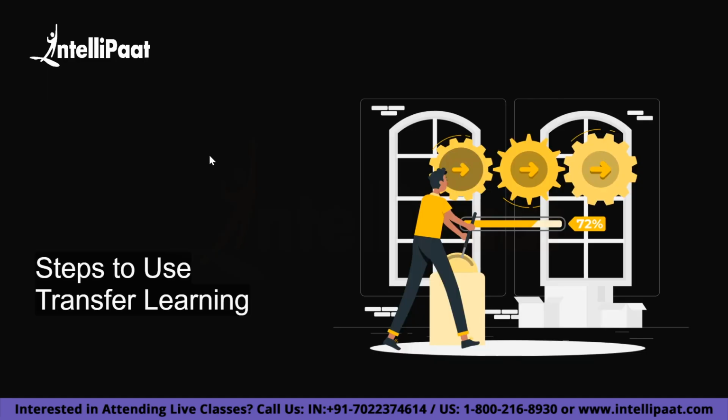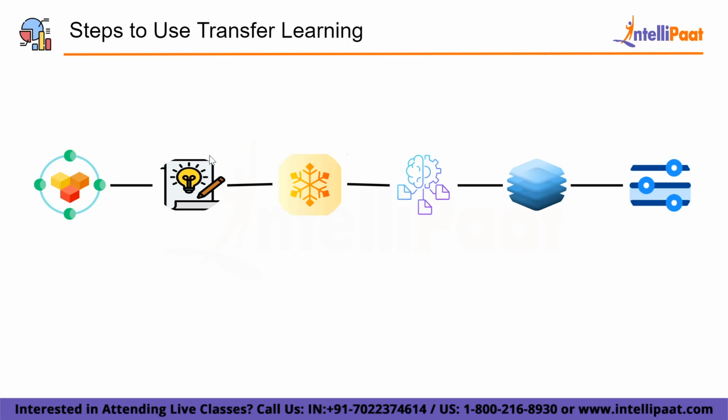Steps to use transfer learning. Now, transfer learning allows us to use pre-trained models and apply them to new tasks with limited data. So the first step is obtaining a pre-trained model. We start by selecting a model that has already been trained on a large dataset for a specific task such as image recognition or natural language processing. This pre-trained model acts as a valuable starting point for transfer learning. Obtaining a pre-trained model involves accessing or downloading the model from a reliable source such as TensorFlow or PyTorch.